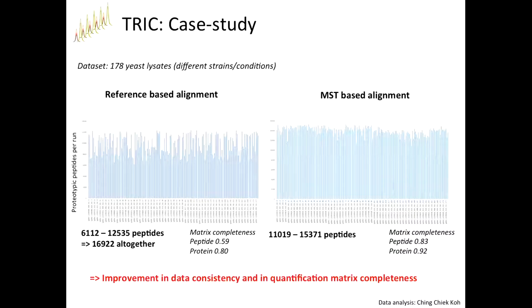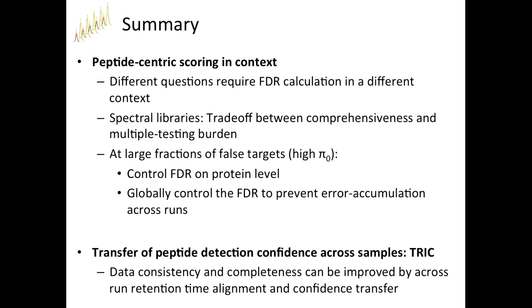But if you move and do the TRIC alignment in this nonlinear fashion with the guided tree, you can see that you have much more equal detection values, and the completeness increased to 80 or 90% in this data matrix. So you have improved data consistency and a better completeness in this quantification matrix. So with this, I'm already getting to the summary.